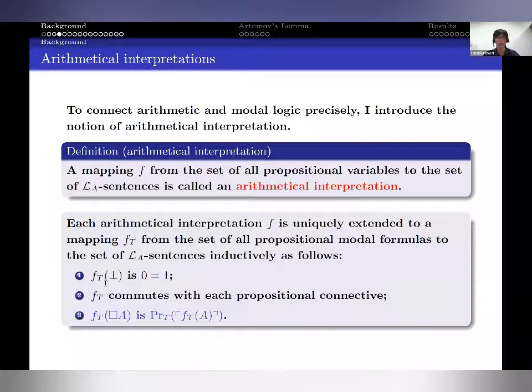Ft of bottom is 0 equal 1. Ft commutes with each propositional connective. And the important clause is the third one. Ft maps the formula box A to the arithmetical sentence PRT of Ft of A.